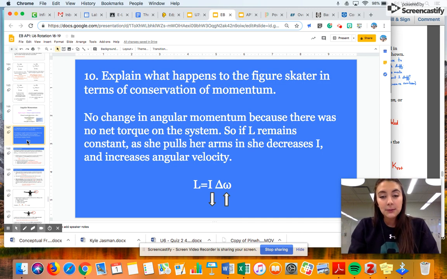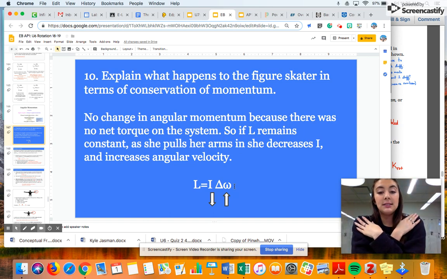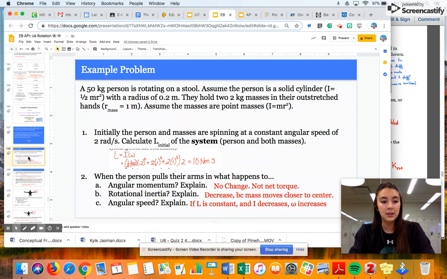So in order to make L the same, if we can break it down into I times omega, my I going from here to bringing it in, I have decreased my rotational inertia because I've brought my mass closer into the center. If I decrease my I, to keep L the same, we'd have to increase the omega, which is my angular velocity, which explains why when ice skaters bring their arms in, they spin faster and faster and faster. Cool. So we're going to turn on to the example problem.